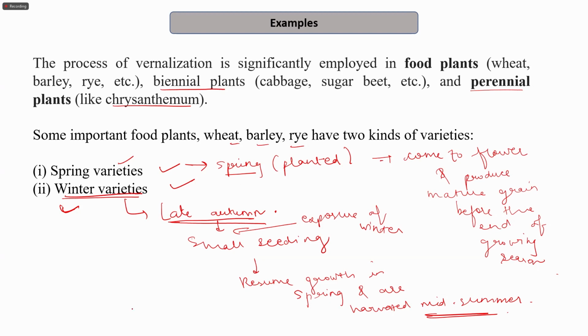Similarly, if I talk about the biennial plants, biennial plants have two seasons. Bi means two. So in the first season and the second season, what do they do?